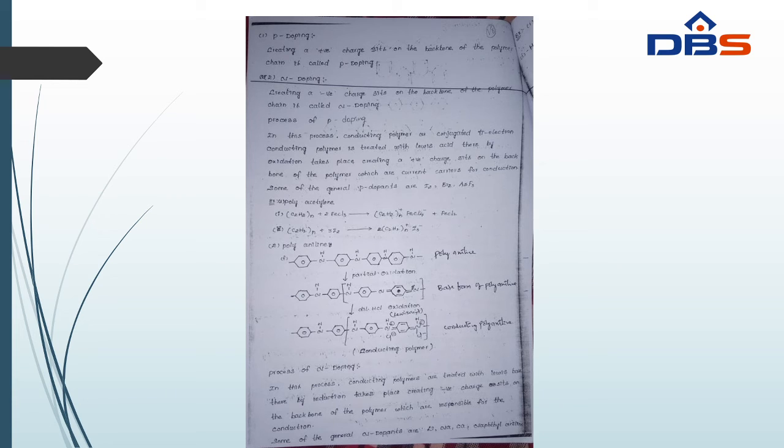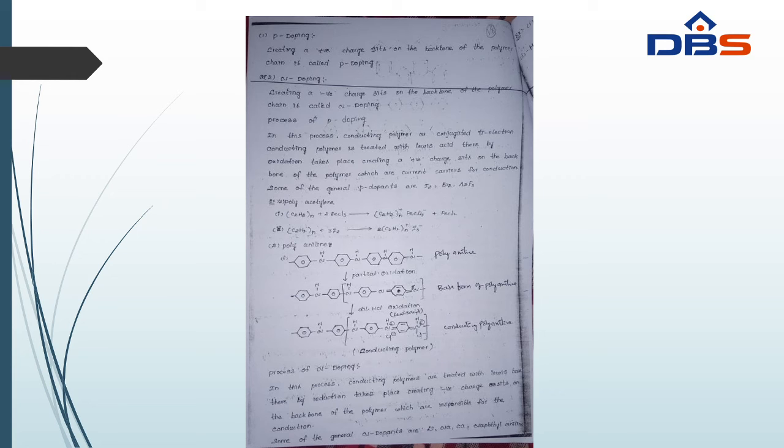N-doping. Process of n-doping. In this process, conducting polymers are treated with a Lewis base. Thereby, reduction takes place, creating a negative charge that sits on the backbone of the polymer chain, which are responsible for the conduction.